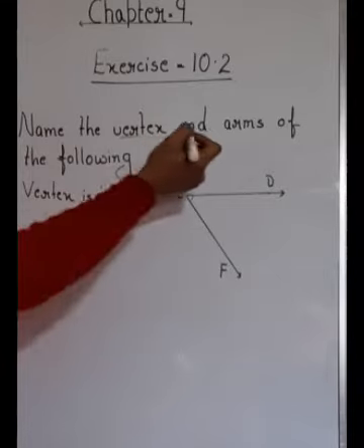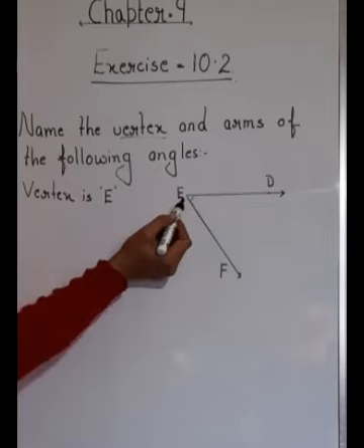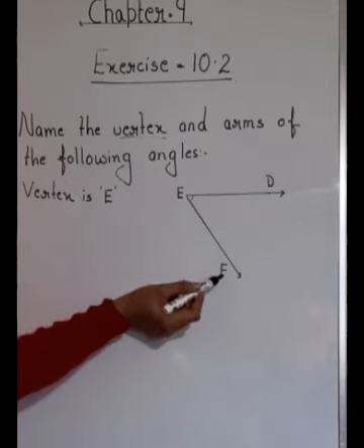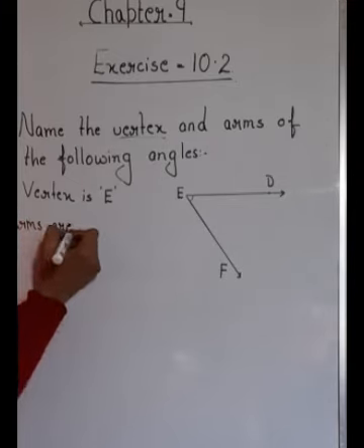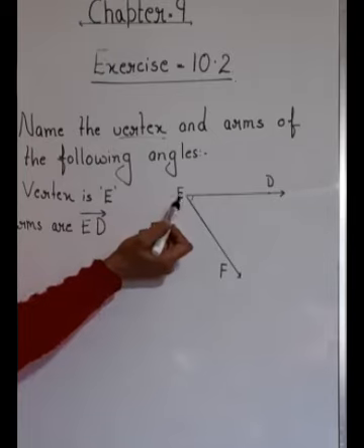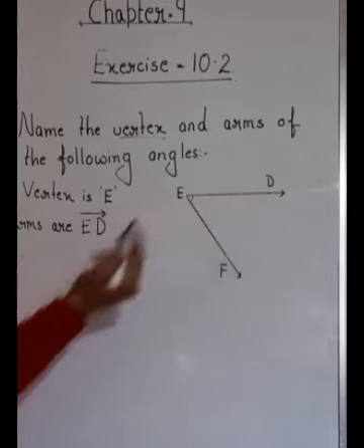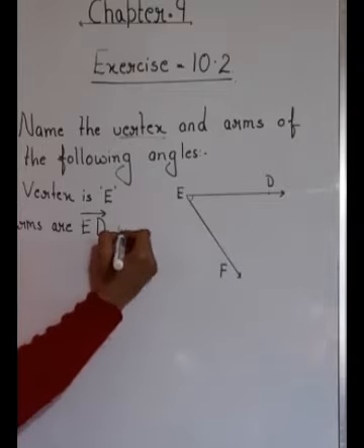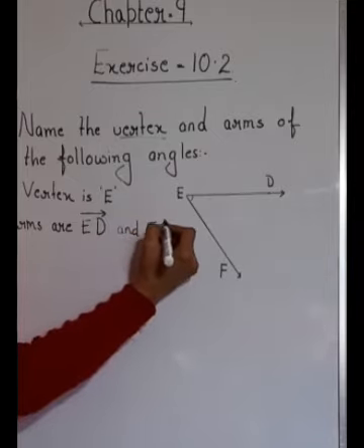Clear? Now next they have asked you the arms of the angle. So these are the arms, this one and this one. So you will write: arms are, first one is ED. So you will write ED with the symbol of ray. Why have I written ED, not DE? Because the starting point is E and it's going towards D. So your arms are ED and EF.